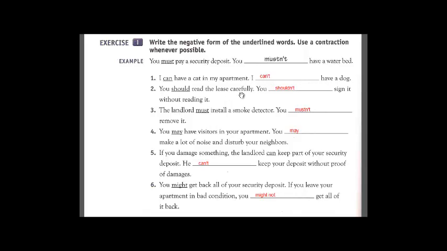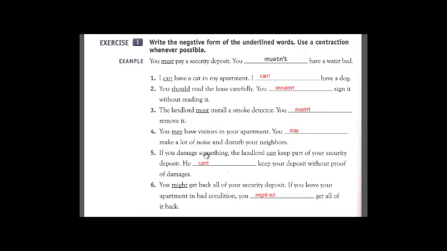You should read the lease carefully. You shouldn't sign it without reading it. The landlord must install a smoke detector. You mustn't remove it. You may have visitors in your apartment. You may not make a lot of noise and disturb your neighbors. Sorry, there's a mistake in the book here; it is supposed to be you may not make a lot of noise and disturb your neighbors.